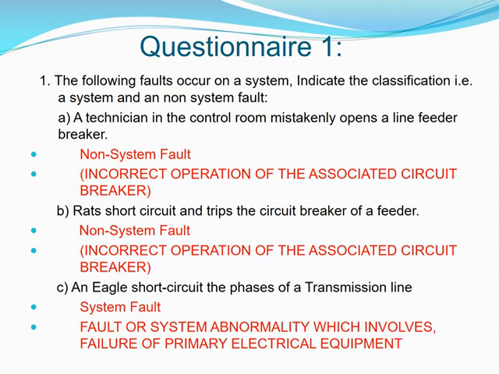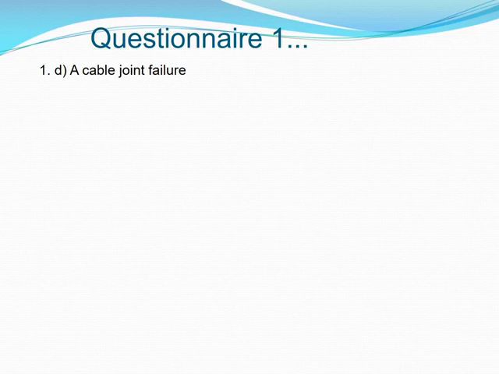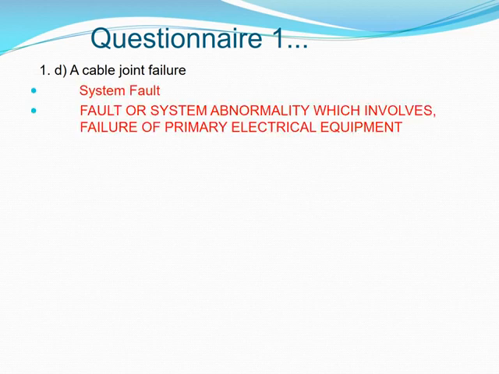But also, if you remember, we did say that these large birds are what causes 10% of our permanent faults in transmission lines. So this becomes a system fault because it's happening on our main equipment, and the fault or system abnormality that happens there, which is the short circuit, will involve failure of our primary electrical equipment. Then we move to the next one, and that is your cable joint failure. And the cable joint failure is also on the cable, and the cable is part of our primary equipment. So therefore, it's a system fault because that causes an abnormality on that primary electrical equipment.